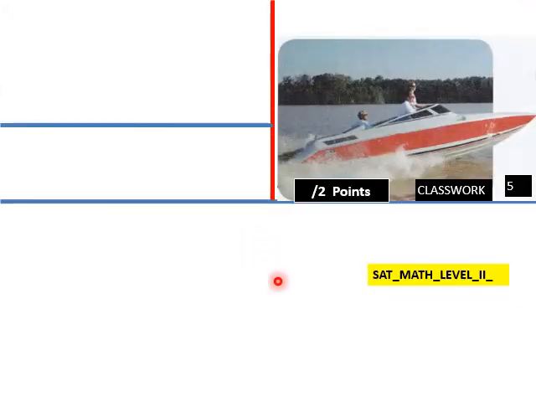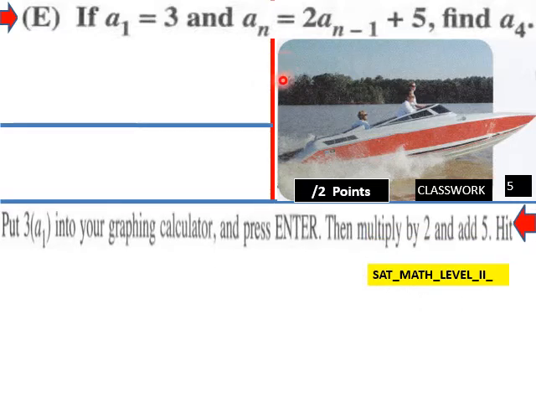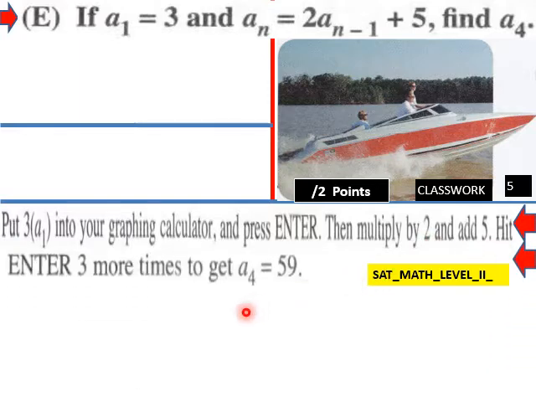Okay, knowing that, let's go into an example. If a1 equals 3 and a sub n equals 2 times a sub n minus 1 plus 5, find a sub 4. So here is our sequence up here. Put 3 as a1 into your graphing calculator and press enter, then multiply by 2 and add 5. Hit enter 3 more times to get a4, which would equal 59 with this sequence.